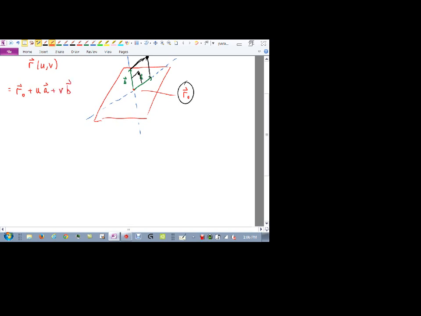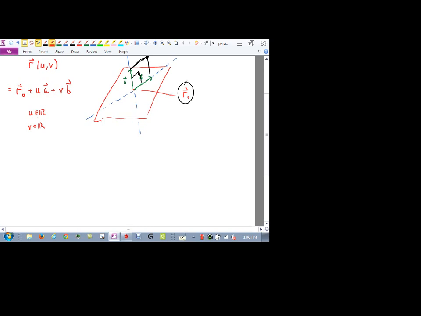Now u and v are what? They're my parameters, right? They're just numbers. In this case, I would say u is an element of R, v is an element of R. So they're just real numbers. Let u be any number, let v be any number, and you should draw out the entire plane that extends in every direction.